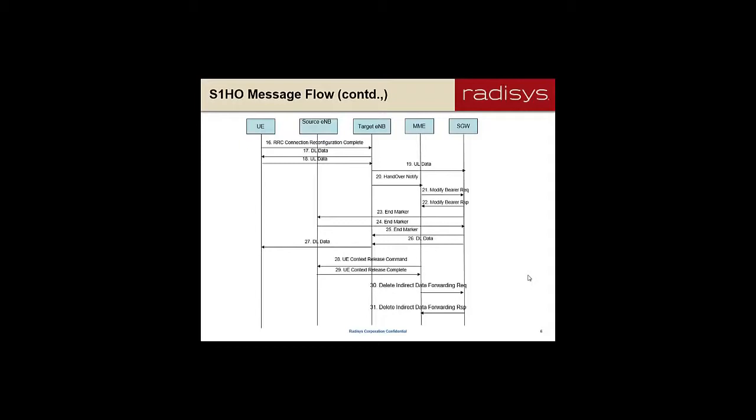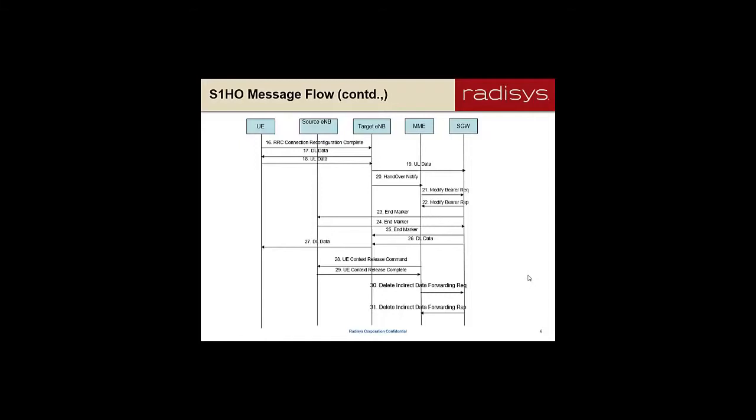The MME will then send the modify bearer request to the SGW, which will reply back with a modify bearer response. After this, the SGW will send the end marker to the source eNodeB, indicating end of data transmission to the old tunnel. The SGW will continue forwarding downlink data to the UE via the target eNodeB.